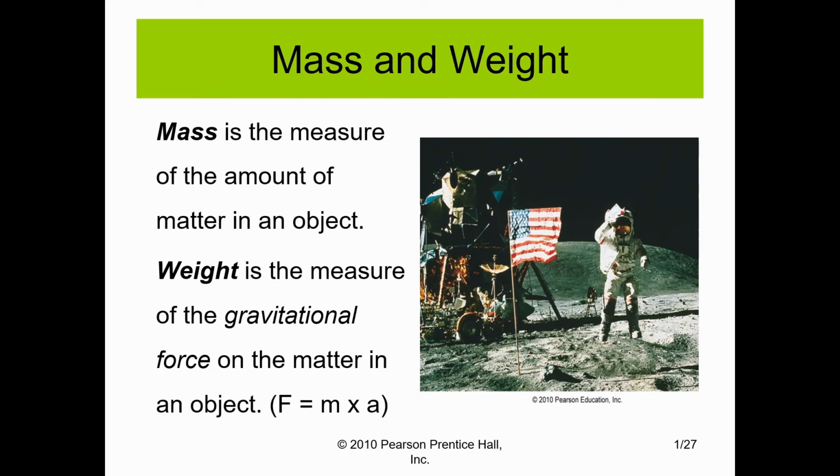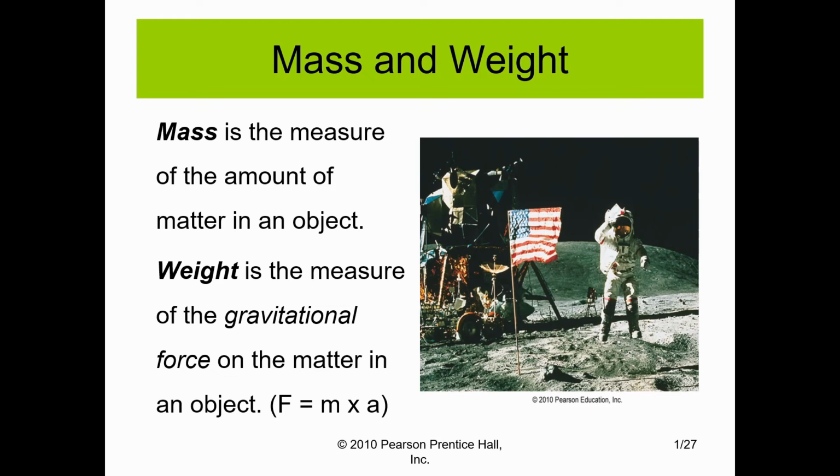We have two different units that we can use to describe a substance. We have mass and weight, and these two are fundamentally different from each other. Mass is the measure of the amount of matter in an object. The mass of an object is not going to change if it's on the moon versus if it's on Earth. It's always going to have the same mass.